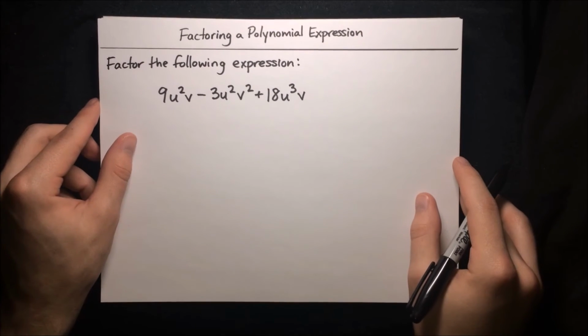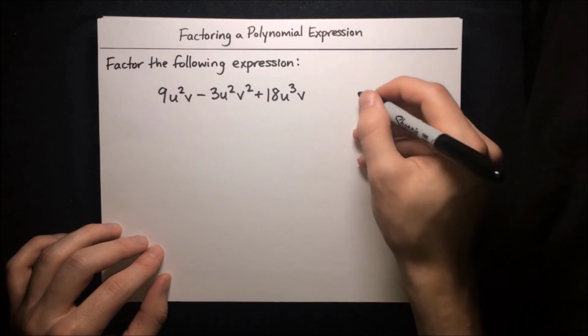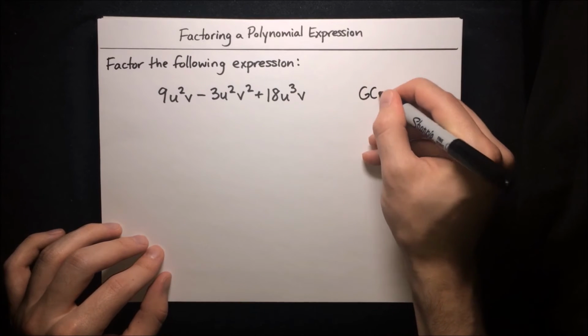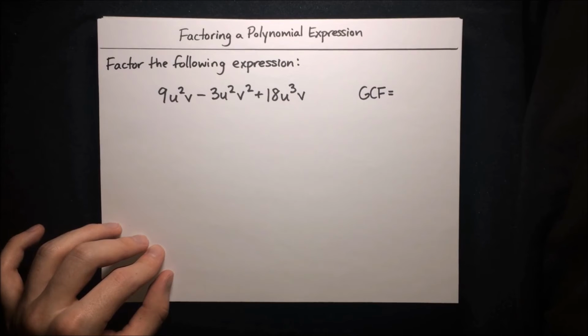Alright, so now we want to factor the expression 9u squared v minus 3u squared v squared plus 18u cubed v. And again, as usual, we start by finding the greatest common factor. So first we look at the coefficients, 9, -3, and 18. And let's just focus on the number part. Don't worry about the negative, just look at 9, 3, and 18. What's the biggest number that divides 9, 3, and 18?